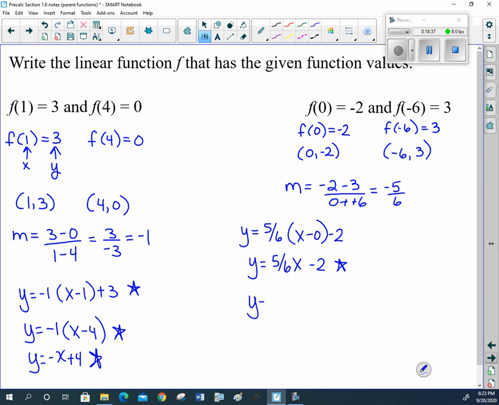Or we could say y equals, oops, I forgot my negative sign. Those are both negatives. -5/6 x plus 6 plus 3. And you could write it like that, and that would be okay. So those would be okay equations for the line that goes through those 2 points.